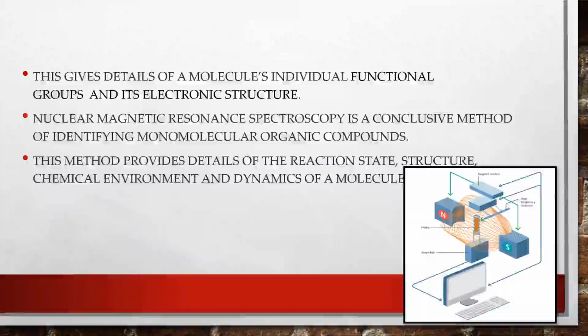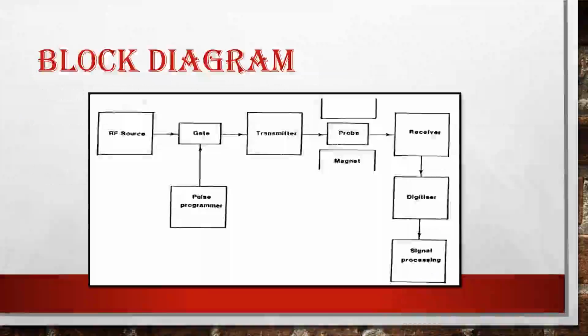Nuclear magnetic resonance spectroscopy is a conclusive method of identifying monomolecular organic compounds. This method provides details of the reaction state, structure, chemical environment, and dynamics of a molecule. This block diagram explains all the steps that I mentioned earlier, like receiving the signal from the RF source, then to the transmitter, to the receiver, and then finally the signal processing.